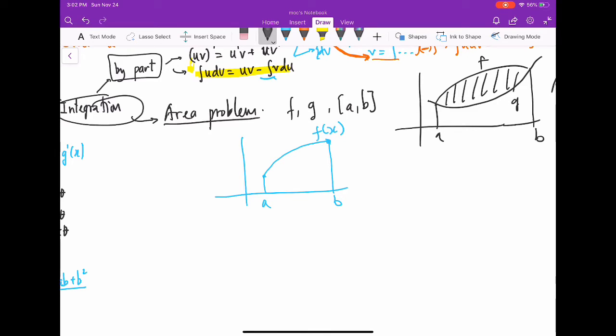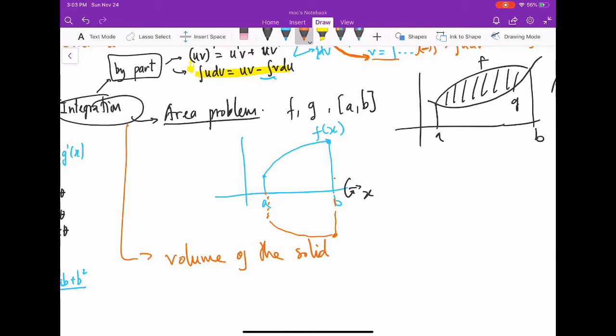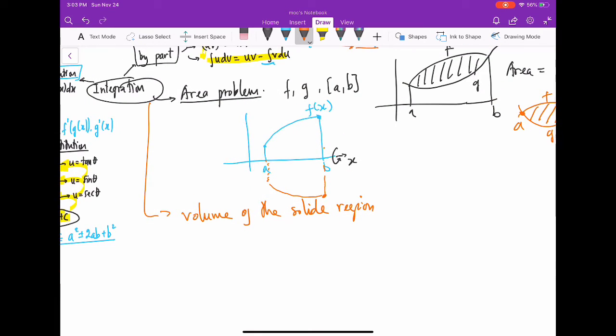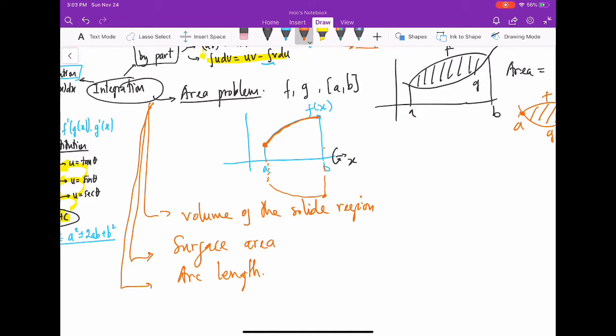Now, if we rotate this curve about the x-axis, you get some solid region. And for this solid region, we are interested in some problems. First, we need to find the volume of the solid region. Then we need to find the surface area of this solid region. And about the curve, we still sometimes need to find the arc length. So you see, these are four problems related to a curve.